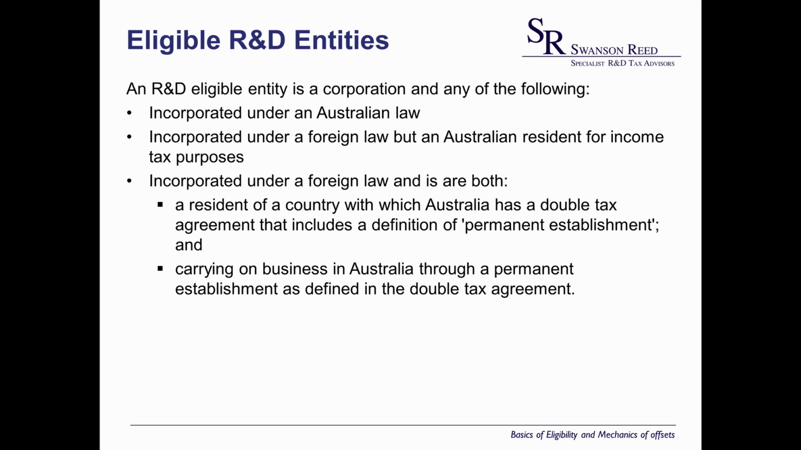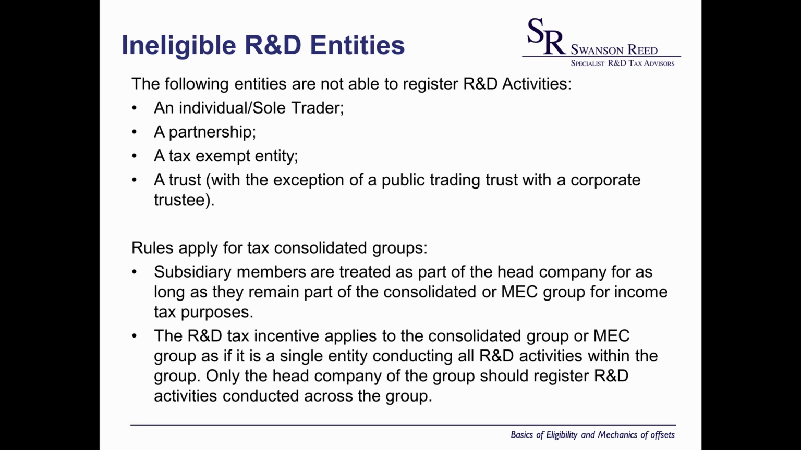The definition of an eligible R&D entity is a corporation that is incorporated under Australian law or incorporated under foreign law but an Australian resident for income tax purposes. Foreign resident corporations may also qualify where they are carrying on a business in Australia through a permanent establishment. The following entities are not able to register R&D activities: an individual sole trader, a partnership, a tax exempt entity, or a business operating through a trust. It is also worth noting that for tax consolidated groups, the head entity registers all activities on behalf of members of the group.